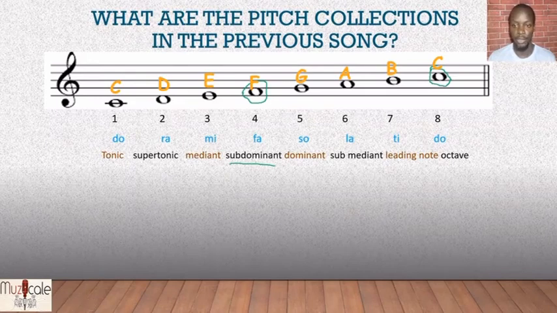Now, submediant, just like subdominant, when you look at the note from the octave, you'll see that the submediant is the 3rd from the octave, just like the mediant is the 3rd from the tonic.